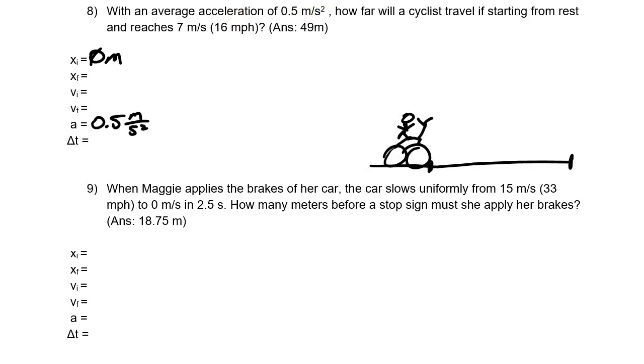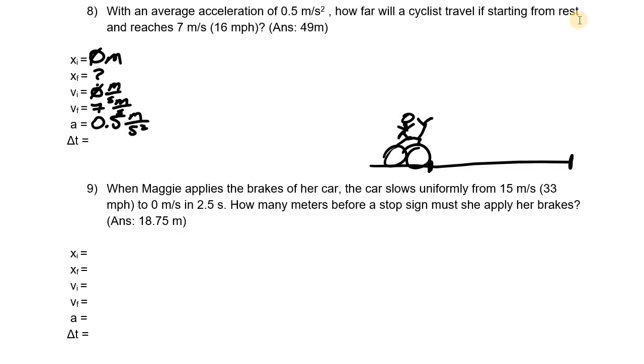Okay. How far will the cyclist travel? So what is that asking us? If starting from rest, what is starting from rest telling us? Hopefully by now you're saying, hey, he's not going fast at all, he's got no speed. He's at rest. We know that the initial velocity is 0. And he's going to reach 7 meters per second. What is the meters per second telling us? Well, by now, hopefully you're saying that's the velocity, and that is specifically our final velocity.